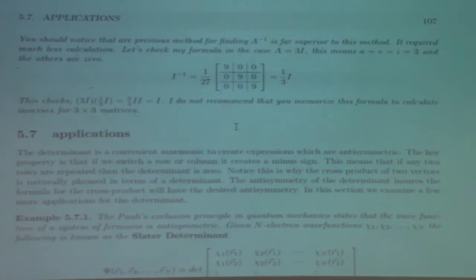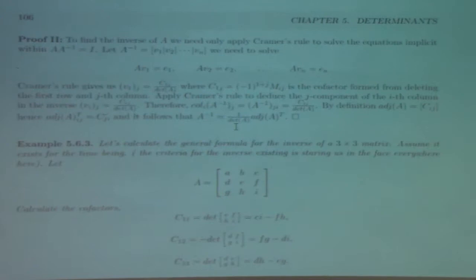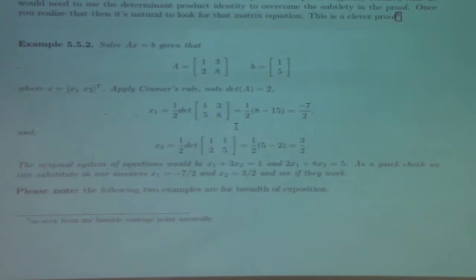Are there many applications of the determinant? Actually, let me go back and show you Cramer's rule before I get off track here. First of all, garden variety, plain Jane system problem. Suppose I want to solve AX equals B with A being 1, 3, 2, 8, and B being 1, 5. How do you do Cramer's rule?